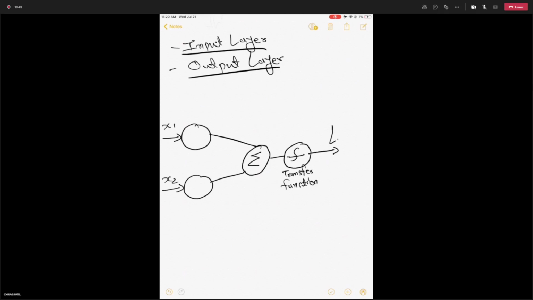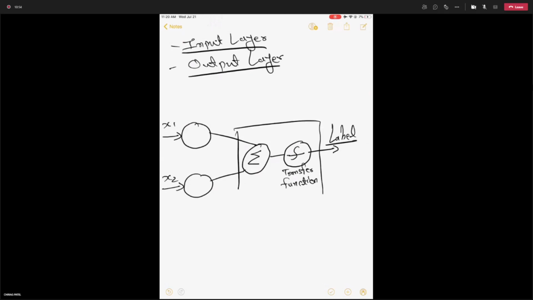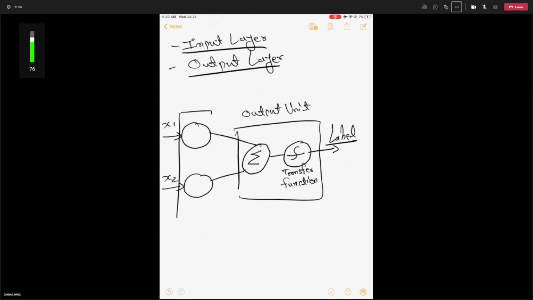And over here you provide the label of your data. This complete section is known as your output unit. This complete section is associated with your input layer. This link having weightage is W11, this is your W21. And over here you have your bias.